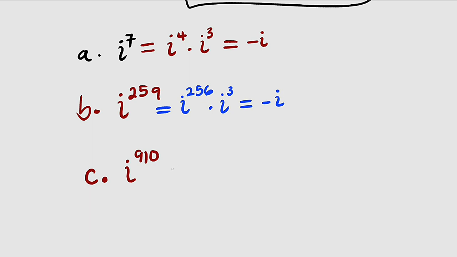Then the C part. I to the 910 is equal to i to the 908, then multiply by i to the second power. 908 is a multiple of 4. Therefore, the whole of this will be equal to 1. And i squared is just equal to -1, remember. Therefore, -1 multiplied by 1 is still -1. The whole of this is equal to -1.